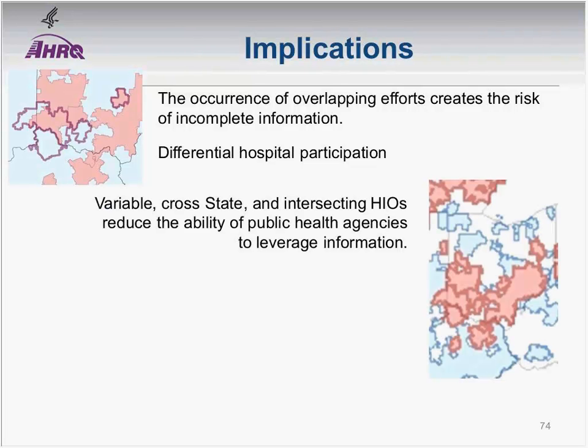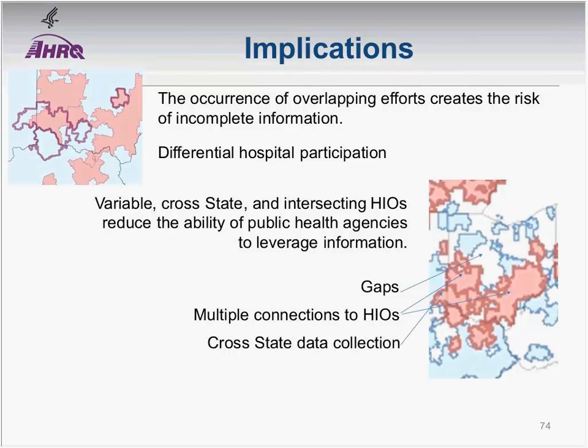We also see, quite importantly, that this limits the availability for HIOs to support public health. Public health agencies need a census. They need data on all of their population. But we have several features that will make getting population data difficult. We have gaps. Public health organizations are going to have to connect to multiple HIOs, even within their state. And then we have the need for crossing state boundaries. All those features are going to make getting comprehensive data for public health purposes that much harder.